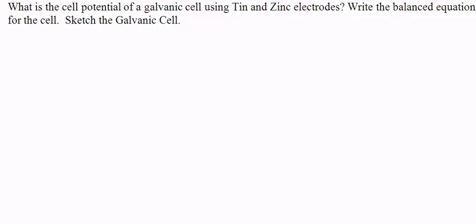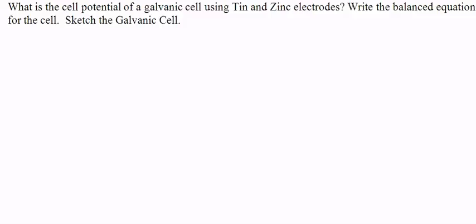What is the cell potential of a galvanic cell using tin and zinc electrodes? We'll just deal with that part of the question for right now. When it comes to cell potential, galvanic cells are going to spontaneously move electrons when the cell potential for the cell is positive. So as we look at this situation, we're going to need to go to a reduction table.